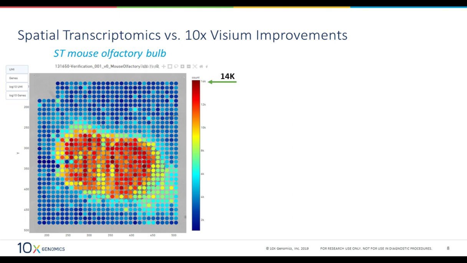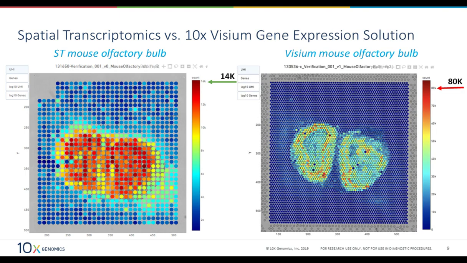Since that technology has been out on the market, we at 10x have done a great deal of work to simplify the workflow and also improve the performance. And you can see now with our new Visium spatial gene expression platform that the resolution, the density of the spots, as well as the ability to identify anatomical features in this mouse olfactory bulb has greatly improved. And you can see there that we now see about 80,000 UMIs versus 14, so we've really improved the sensitivity of the assay dramatically.